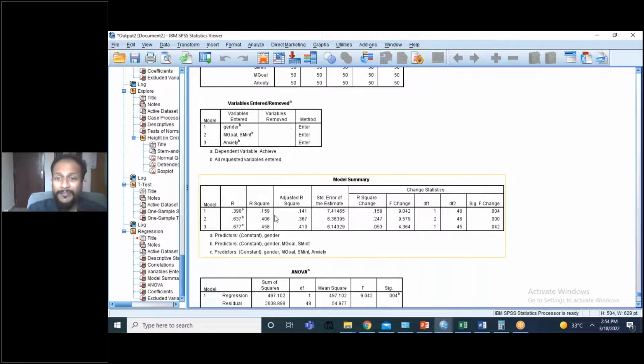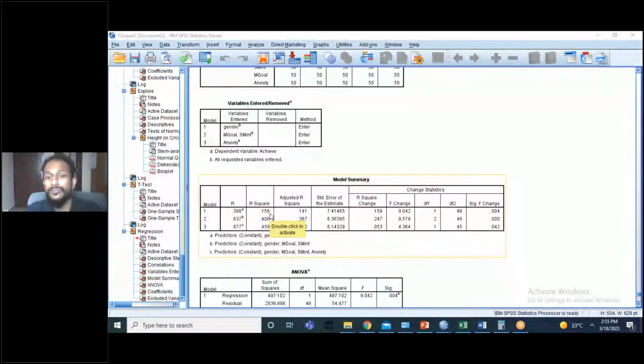It indicates that 15.9% of the explanation for y is given by the x. So this gender is able to explain 15.9%. Now, do we have to increase it? Yes, we have to increase it, because only then will we be able to predict the determinants of achievement. Right now, we are able to determine only 15.9%.